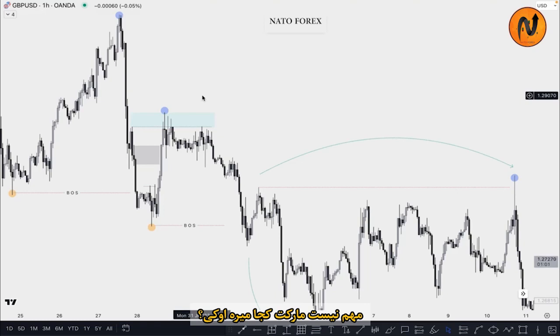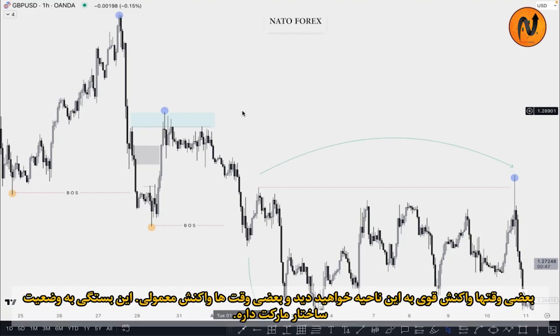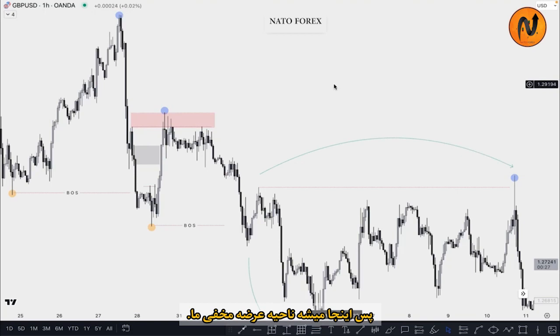It doesn't matter where the market is going, or which level the market sweeps, high or low. If the market creates this type of situation, you will definitely get a reaction at this point. Sometimes you get a small reaction, and sometimes a major reaction, because it depends on the structure direction. So this becomes our hidden supply zone, right?